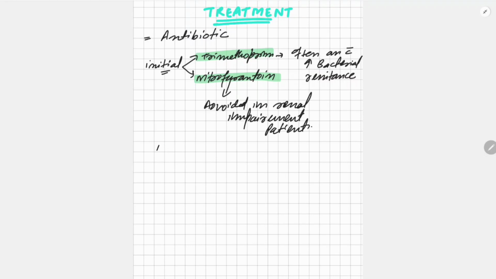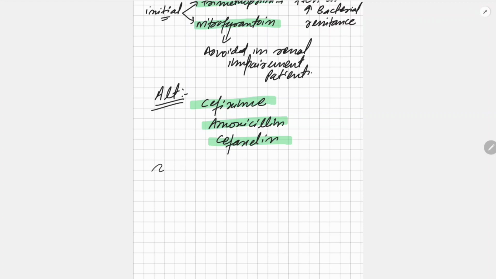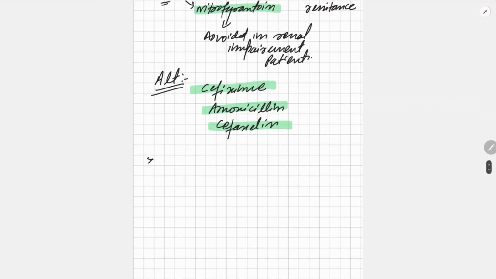What are the alternative antibiotics which we use? The alternate antibiotics include cefixime, amoxicillin, and cefazolin. Remember this: cefixime, amoxicillin, and cefazolin. And the second thing which you need to remember is that tell the patient to take plenty of oral fluids.